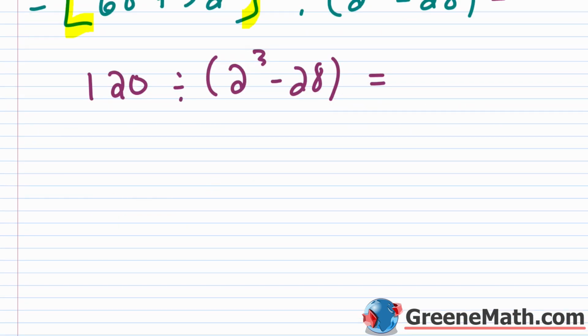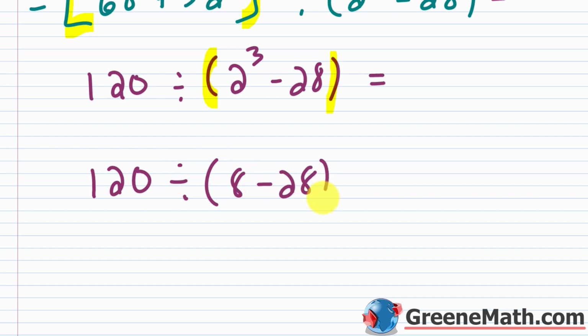So now I want to work inside of these parentheses here, and I want to do 2 cubed first. Let me make that a little bit more clear. I want to do that first because that has a higher priority than the subtraction. So 2 cubed is 2 times 2 times 2, which is going to be 8. So let's say this is 120 divided by, you would have 8 minus 28.